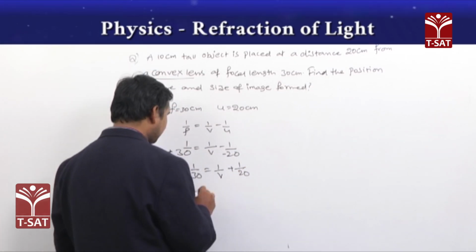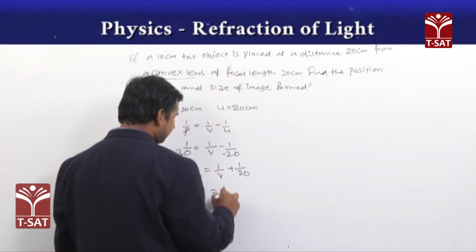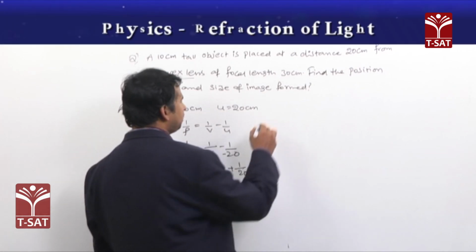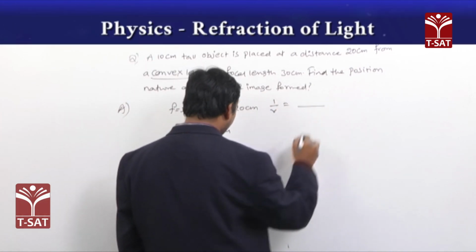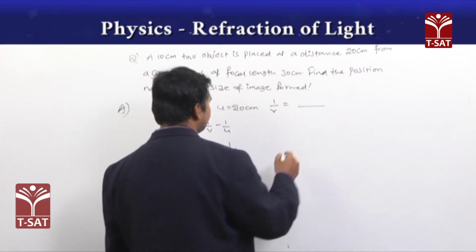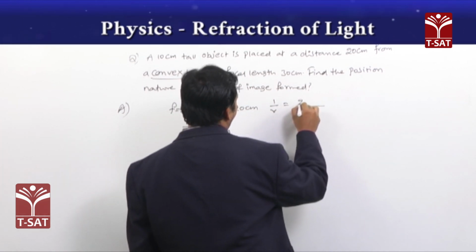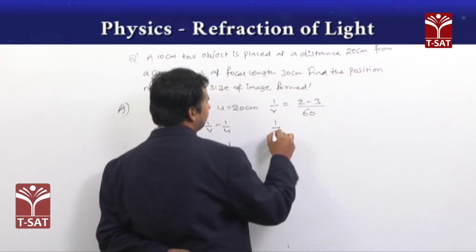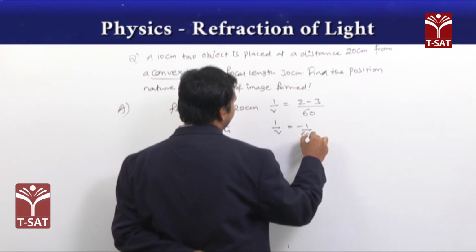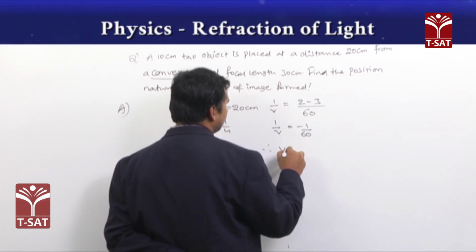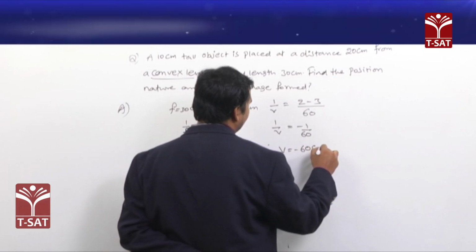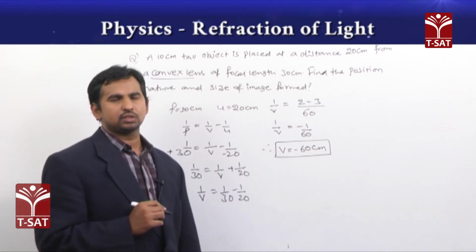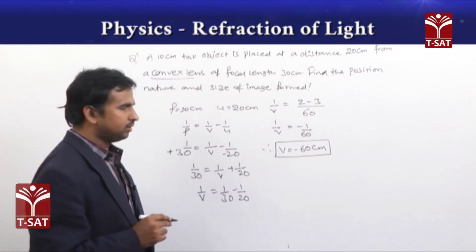Then finally we got 1 by v is equal to 1 by 30 minus 1 by 20. For 30 and 20, the LCM is 60. Then 1 by v is equal to (2 minus 3) by 60. So 1 by v is equal to minus 1 by 60. Therefore, finally we got the image distance equal to minus 60 centimeters. So the image distance v is equal to minus 60 centimeters.